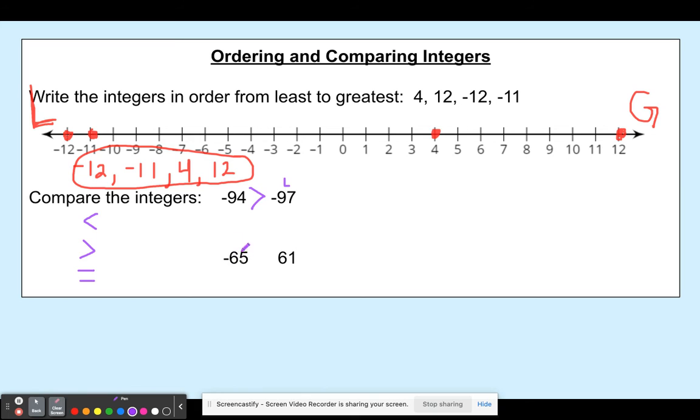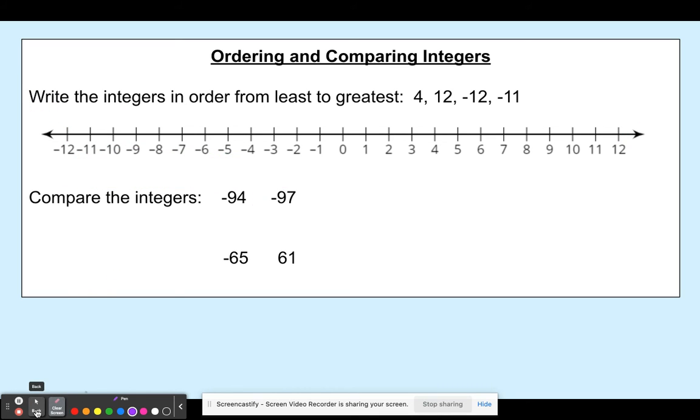Let's look at these two, negative 65 and positive 61. Okay, this one should be an easy one. Think to yourself, which one's bigger? Well, a positive number is always going to be bigger than a negative. So you have to have some number sense here where you have to figure out which number is greater than the other, which one's further to the right on a number line, which one's more negative and further below zero.